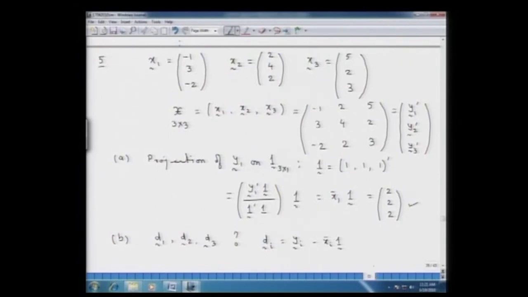So, let us look at what those quantities are. This d1 is going to be given by y1, and y1 is this vector minus 1, 2, 5, that minus the mean vector, which is what we have obtained here, which is 2, 2 and 2. So, that is the first deviation vector. The elements are minus 3, 0 and 3. Right. So, this is what we have as the first deviation vector.